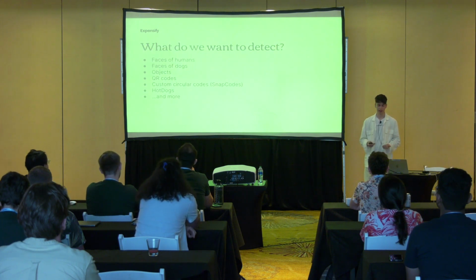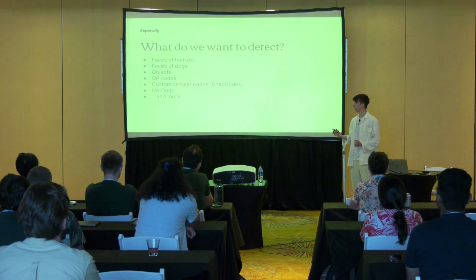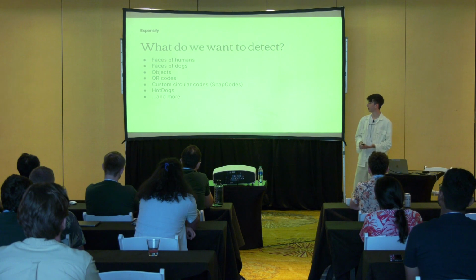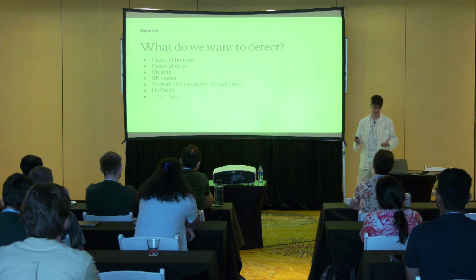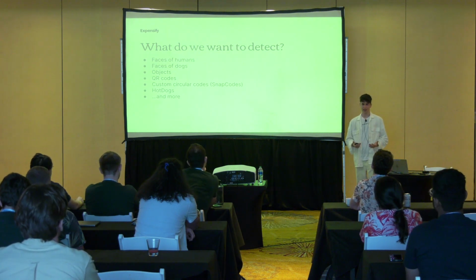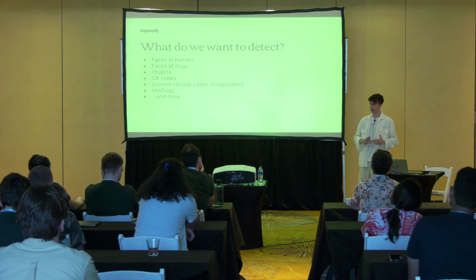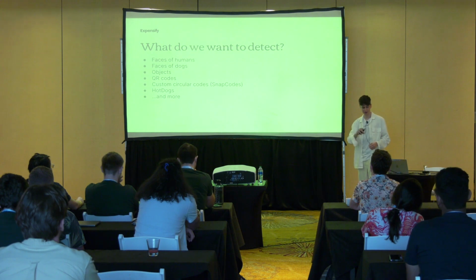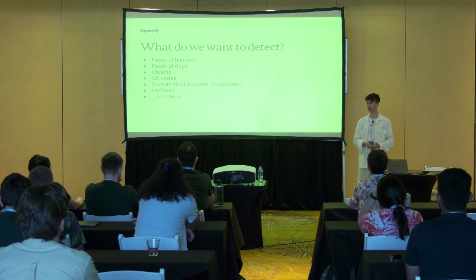So what do we want to detect in a frame? We might want to detect faces of humans, faces of dogs, maybe objects, maybe QR codes, maybe even custom circular codes, if you're familiar with Snap codes. Maybe we want to detect if an object is a hot dog, and many more things, right? We want it to be very flexible. Obviously, we can't just build all of those things into VisionCamera, with an enable human face detector, enable hot dog detector, and everything. So we want it to be very flexible, and that's where a plug-in approach comes in.